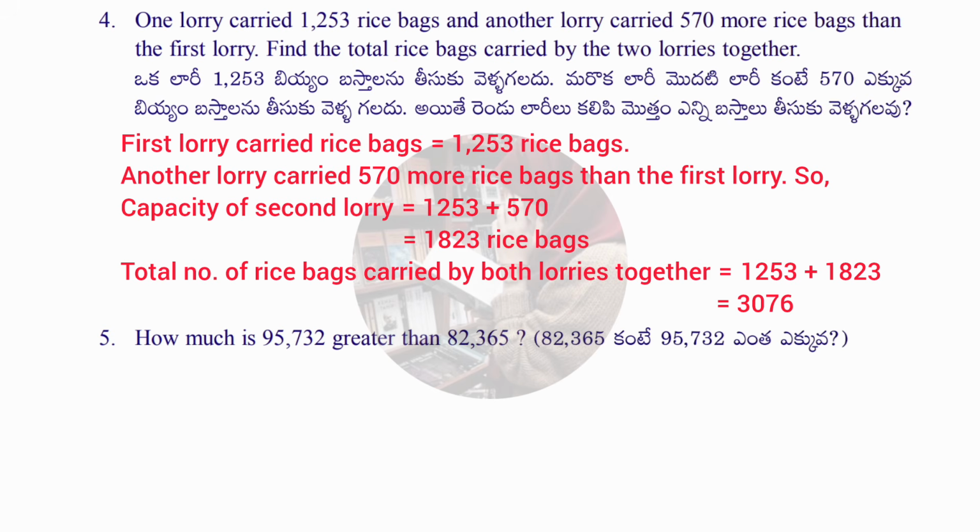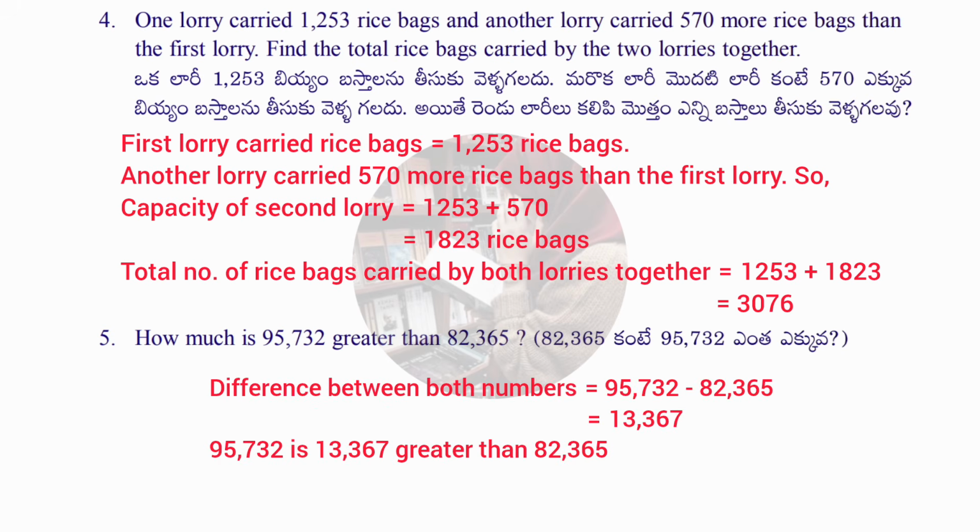Now we'll move to the fifth question, which is how much is 95,732 greater than 82,365? Okay, here we have to say how much it's greater than the second number. Means first number is 95,732, right? So second number is 82,365. How much it was added to the first number so that it become greater than the second one? That one we have to show here.